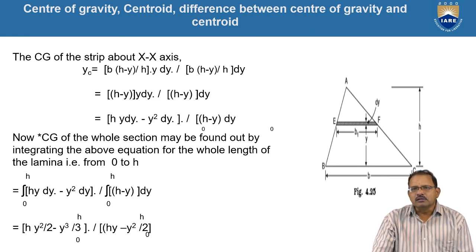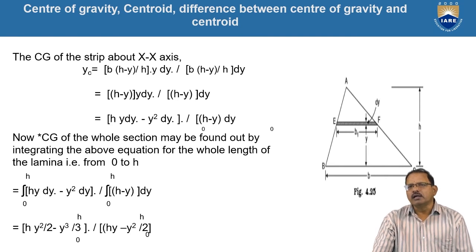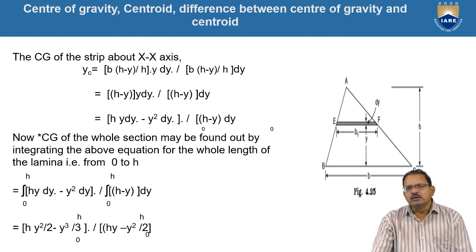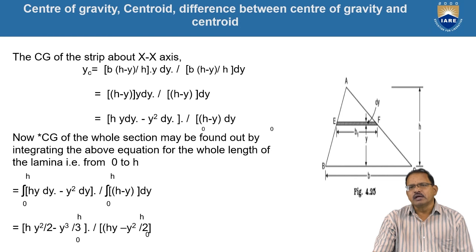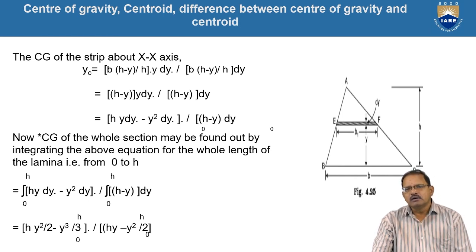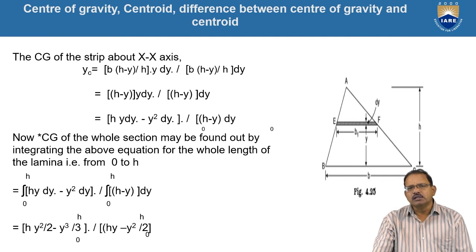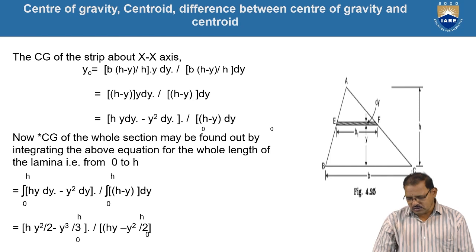Now, the center of gravity of the entire figure is obtained by integrating the above equations from 0 to h. We got the relation yc is equal to integration from 0 to h of (h minus y) y minus y square dy divided by integration of h minus y into dy. On simplification, we got h y square by 2 minus y cube by 3 divided by hy minus y square by 2.